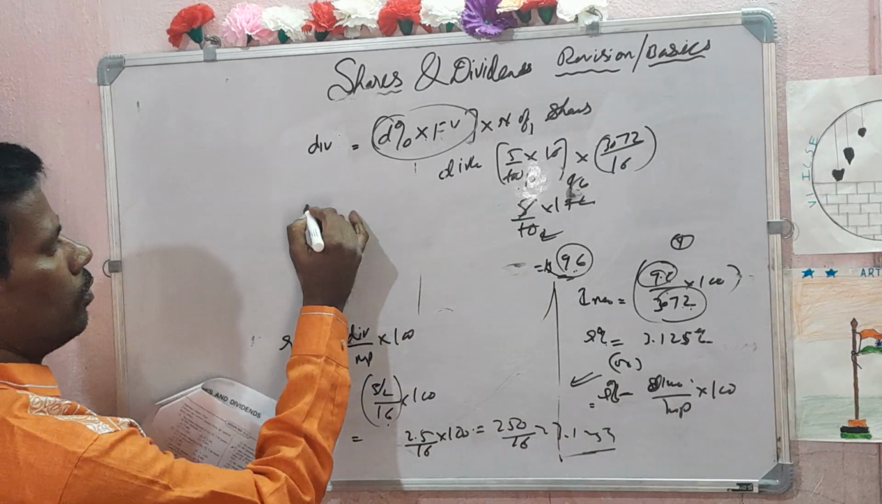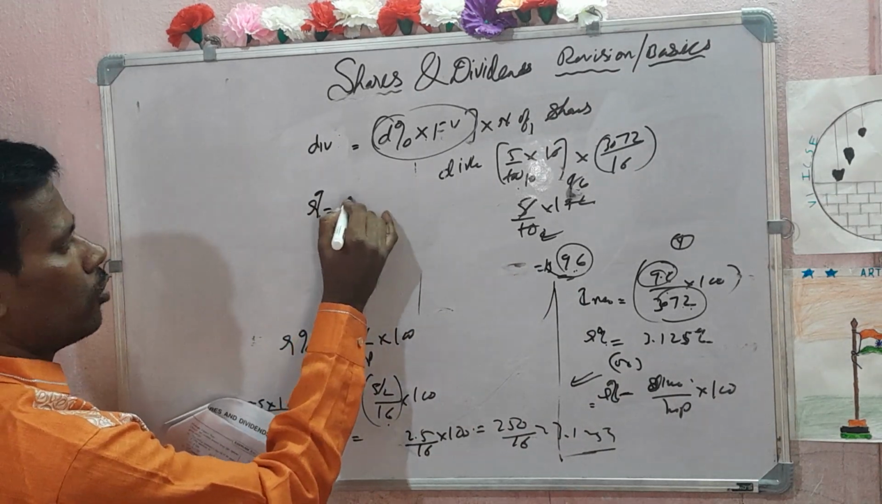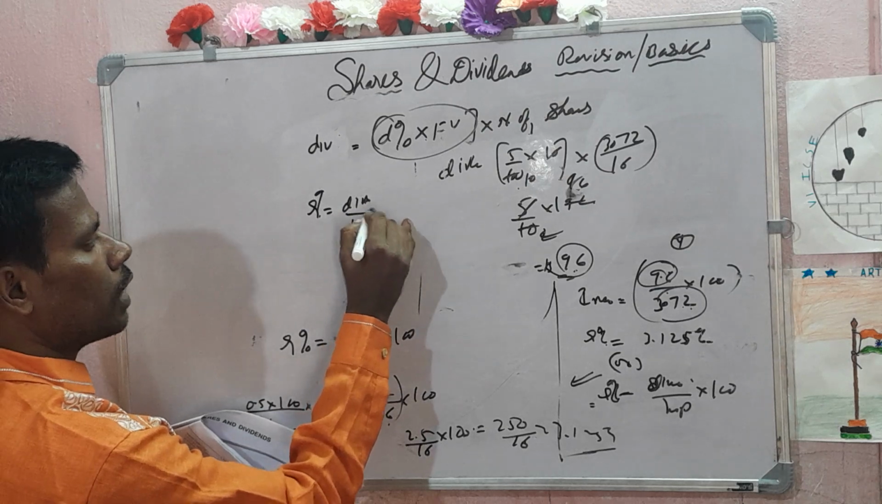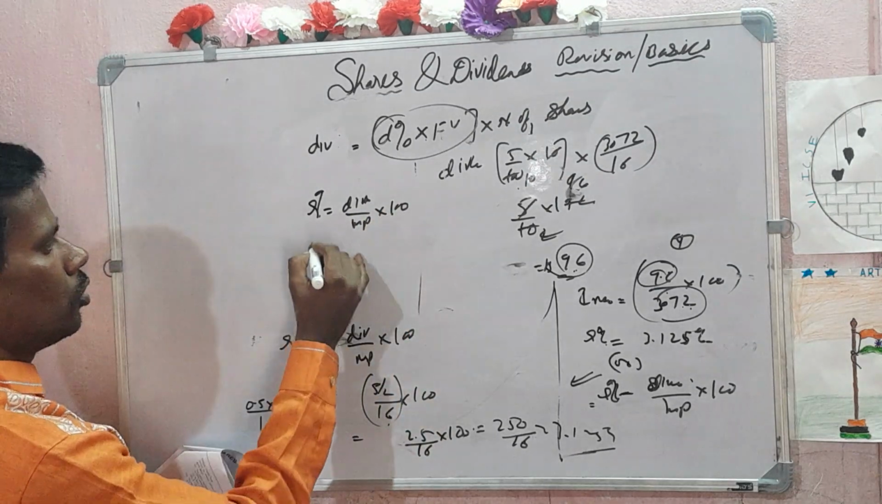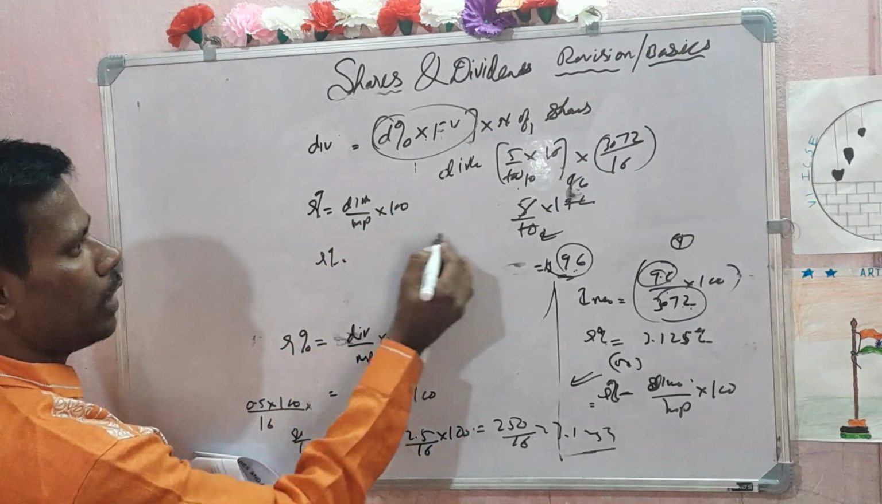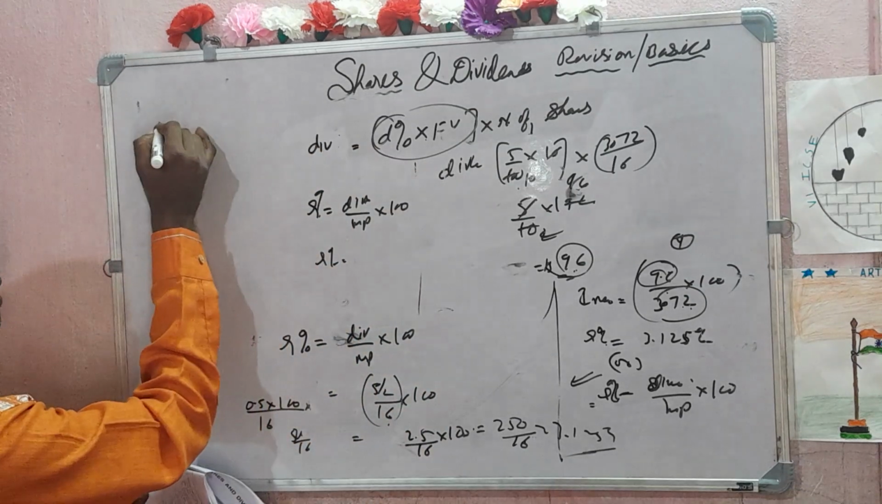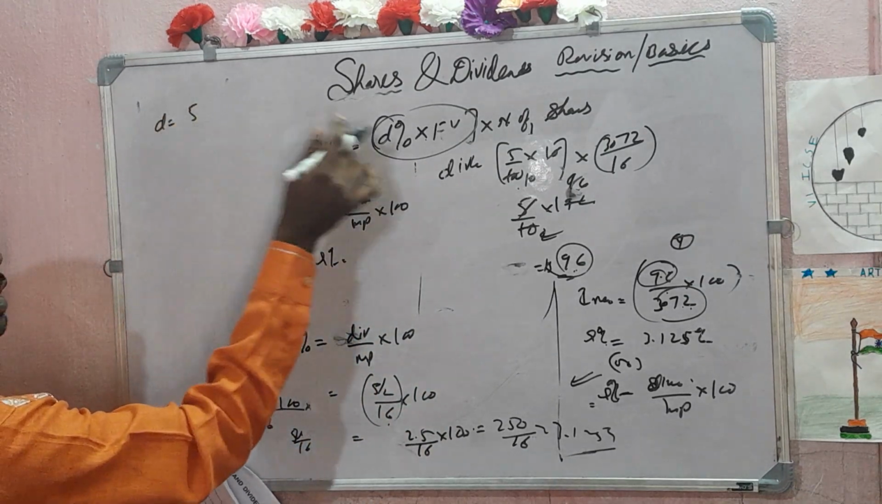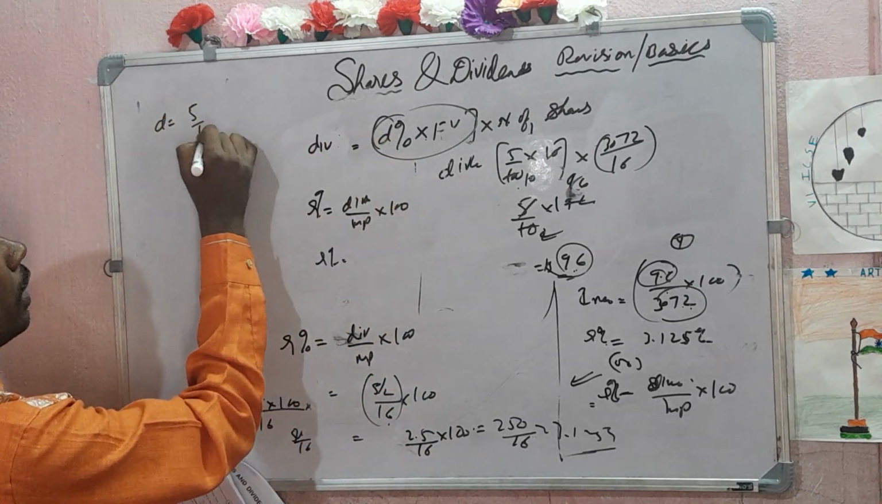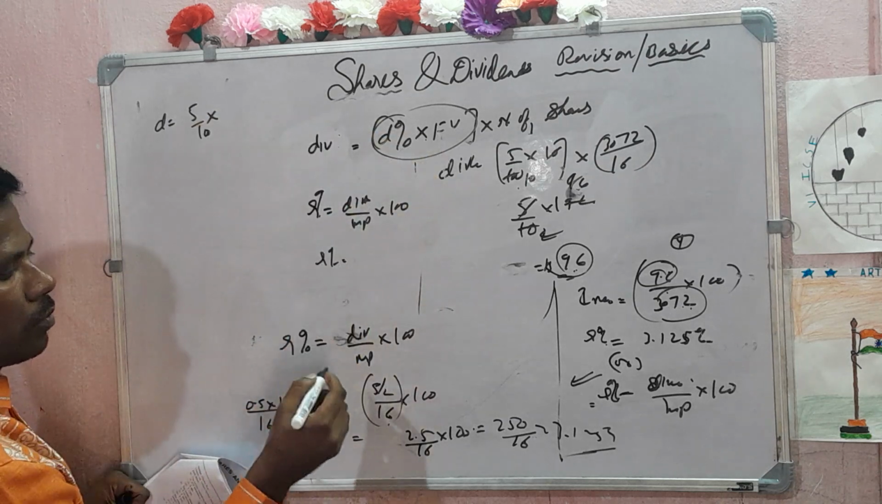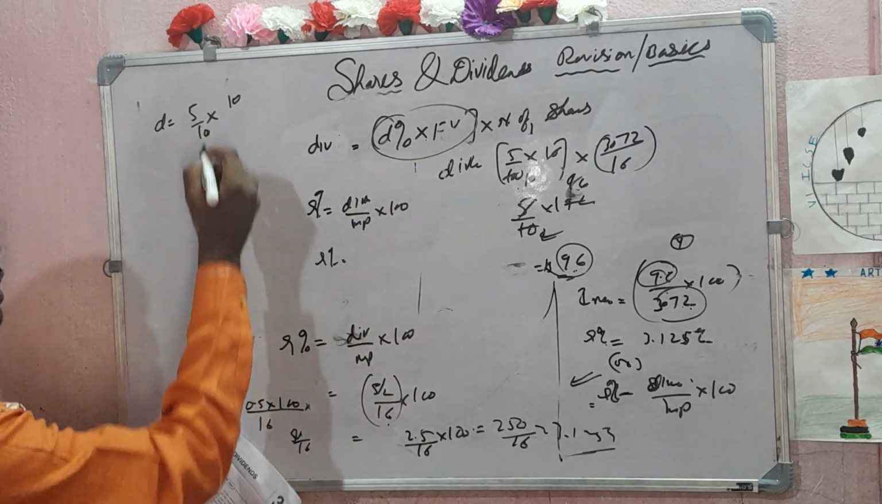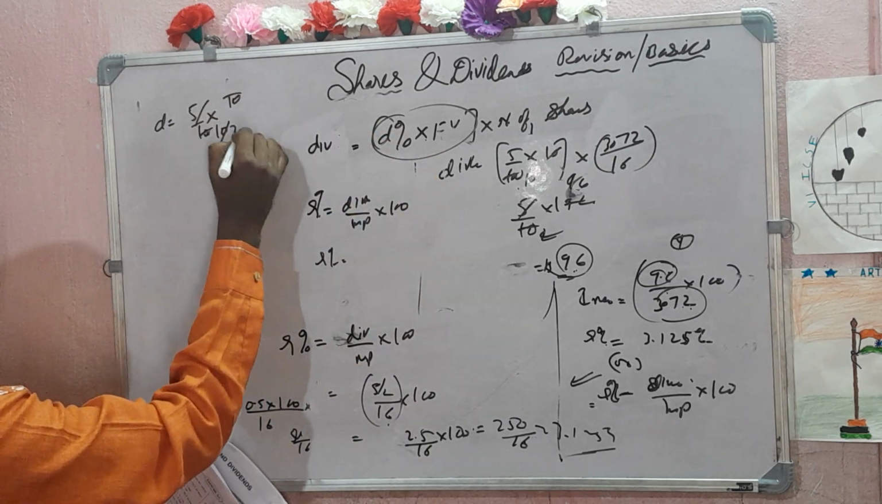So you have to remember this formula. Rate percentage, I already told, is dividend by market price into 100. So rate percentage is nothing but dividend. Basically, dividend is equal to 5 by 100 into face value, which is 10, they give.